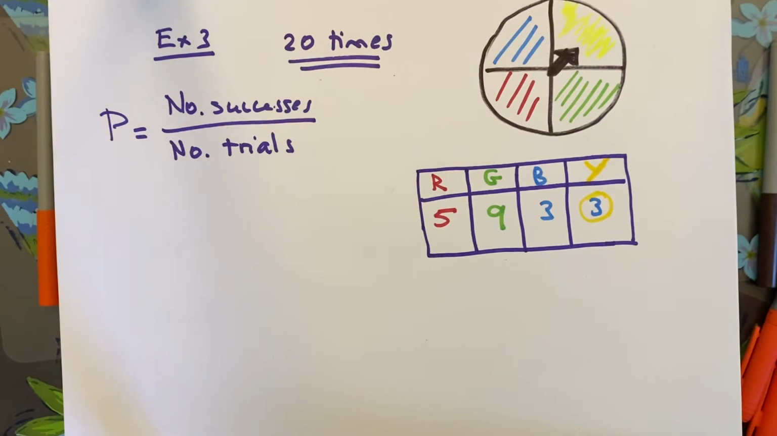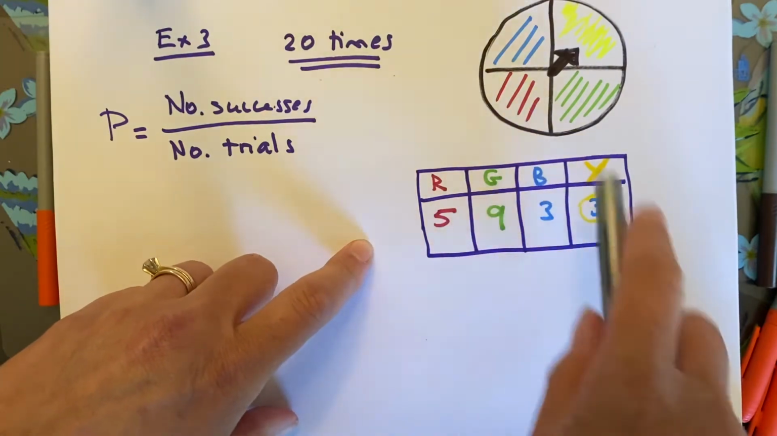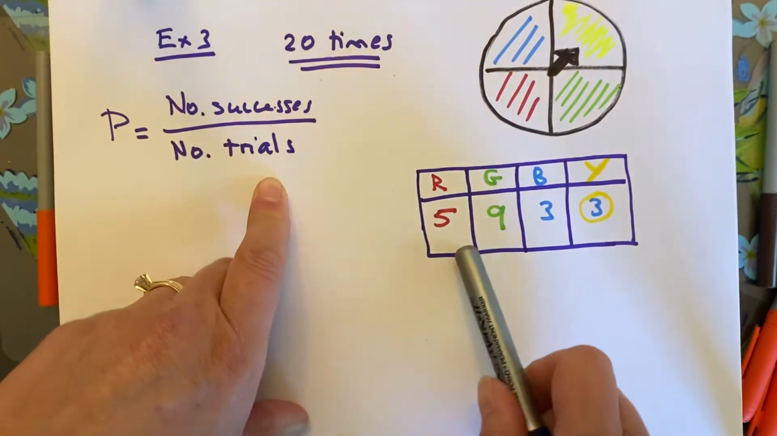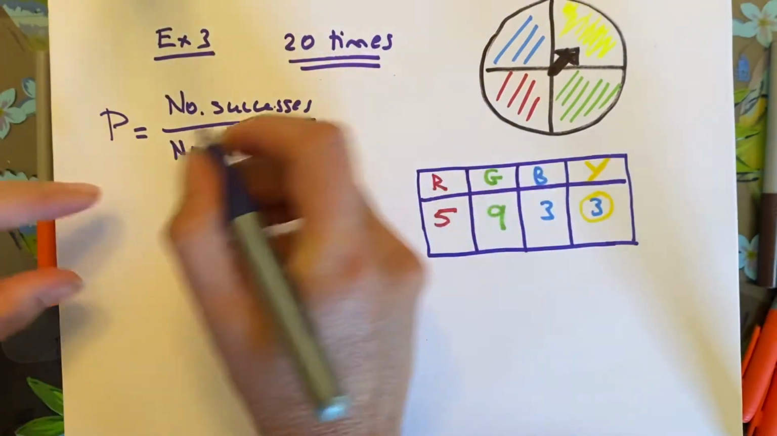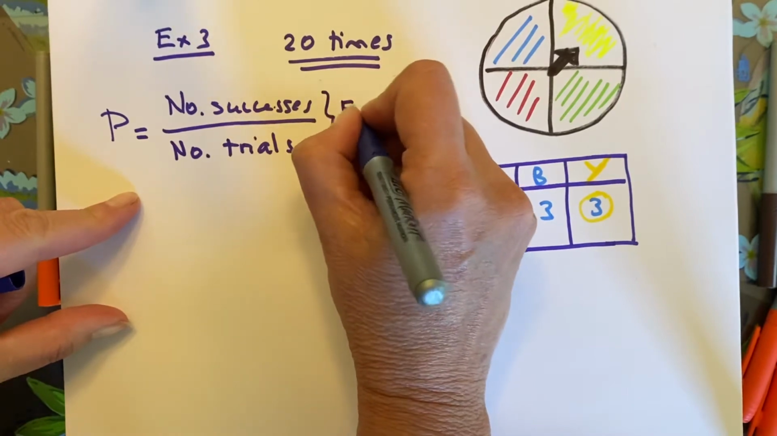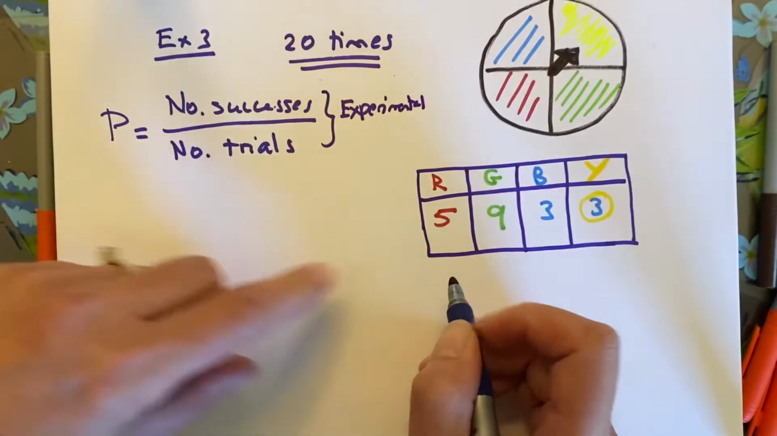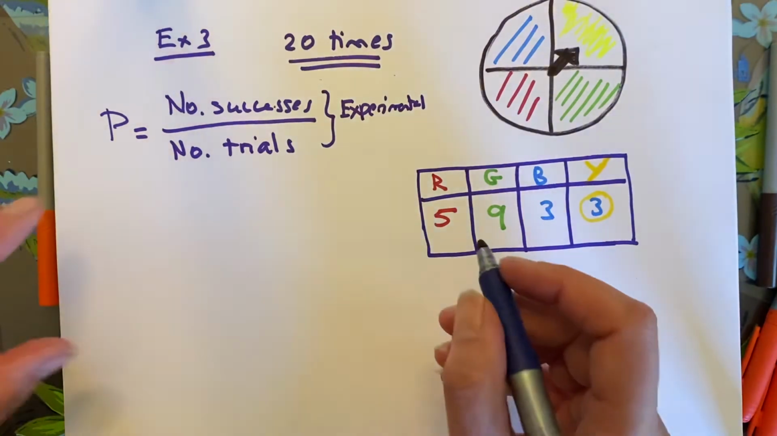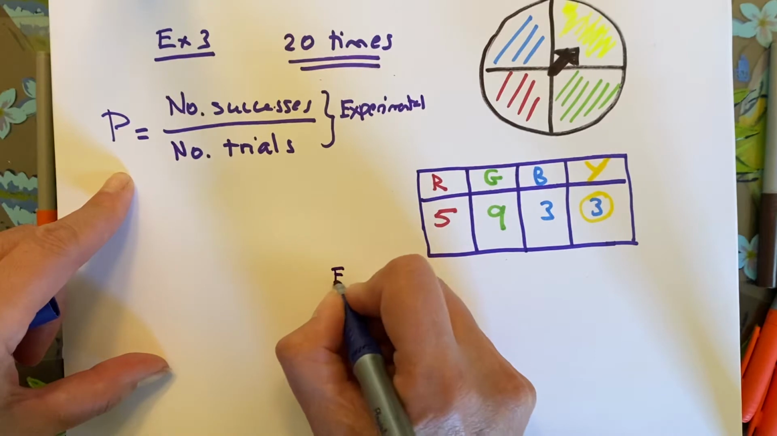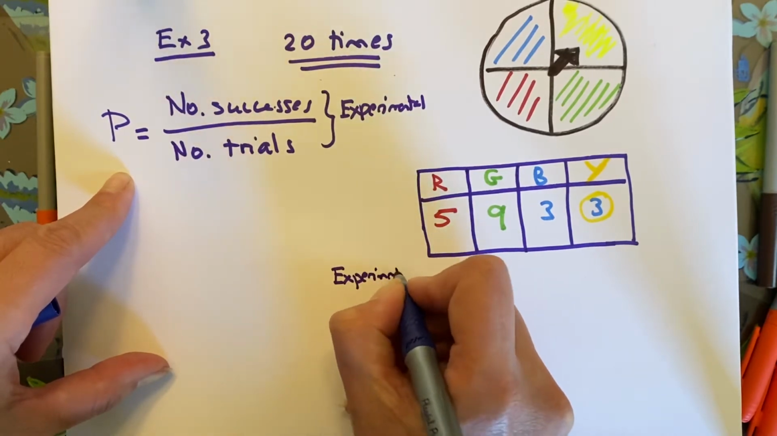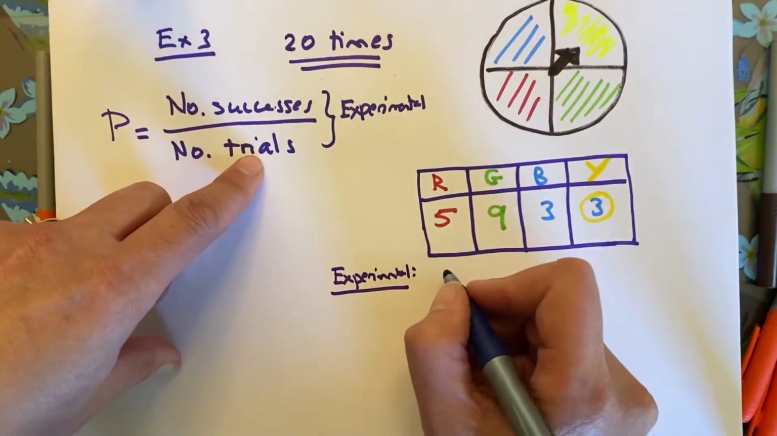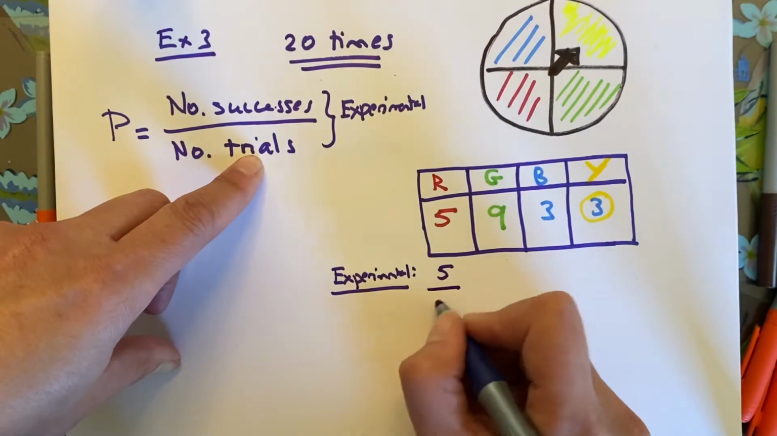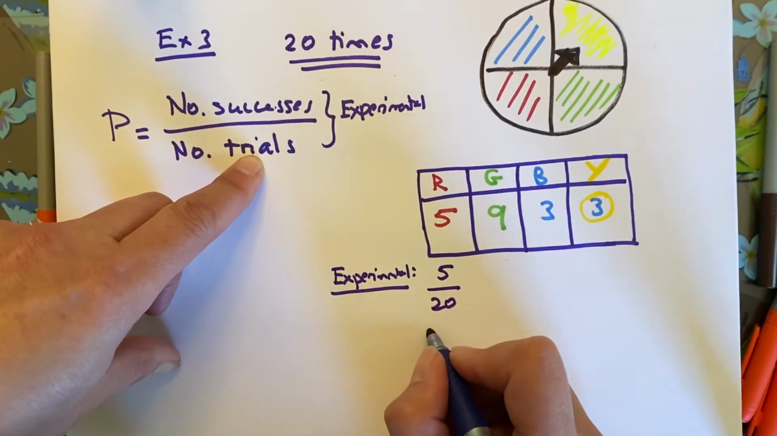For which color is the experimental probability of stopping on the color the same as the theoretical probability? For which color is what actually happened in practice, the experimental probability, the same as one would expect in theory? So what's the experimental probability of landing on red? It landed on red 5 times out of a total of 20. So that's 0.25.